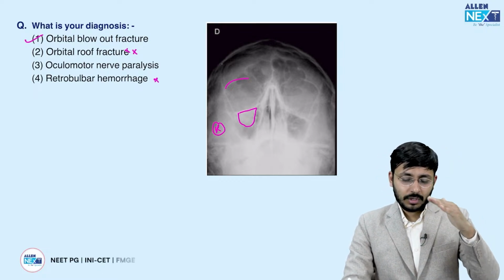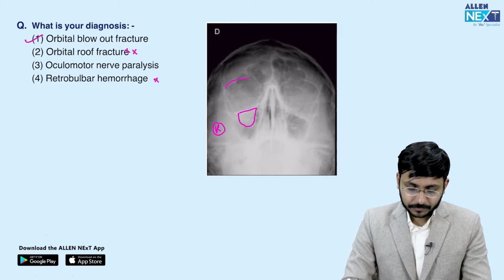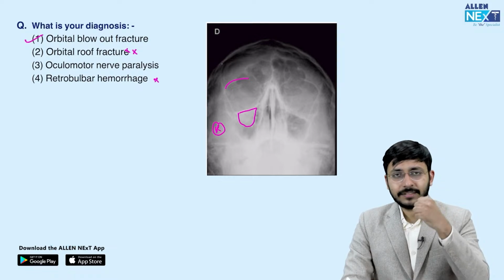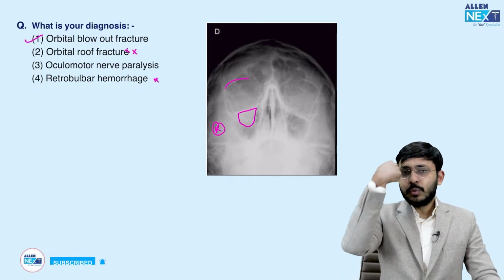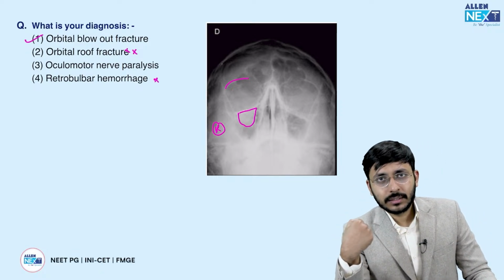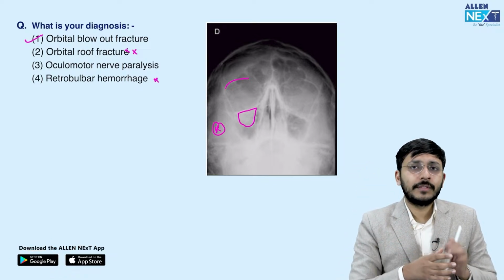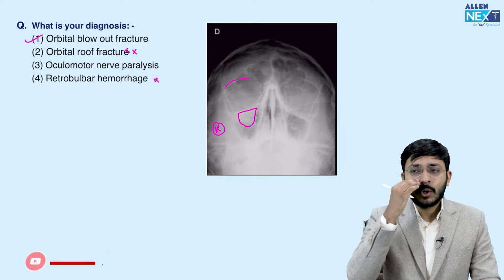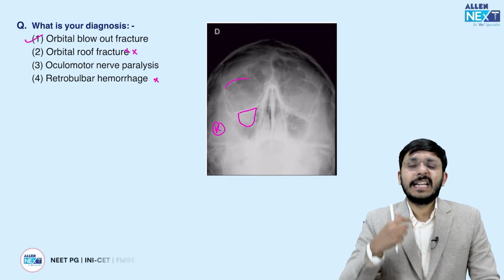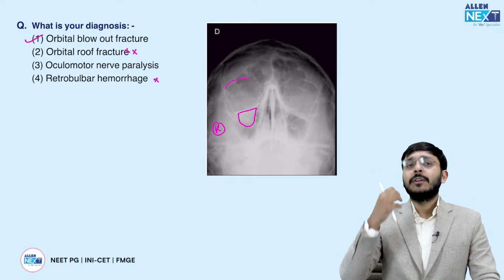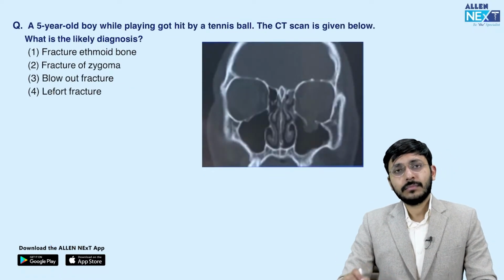That is the floor of the orbit, there is a fracture, and because of that fracture, the orbital fat gets herniated through that fracture into the maxillary sinus. So somebody hits you, punches you in the eye. Suddenly there is an increase in the intraorbital pressure, and because of that increased pressure, the inferior orbital wall, because it's very thin, gets fractured and the orbital fat gets decompressed through that fracture into the maxillary sinus. This is what an orbital blowout fracture looks like.